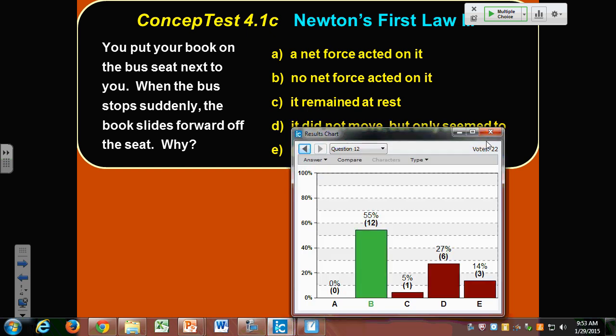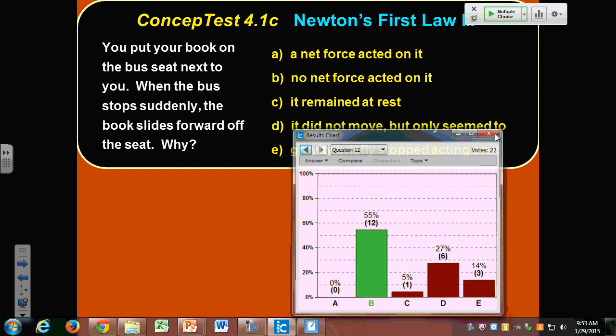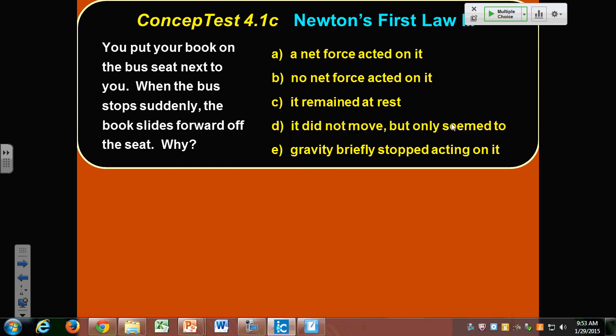All right, B is right, though. So no net force acted on it. This goes back to Newton's first law, that an object that is in a state of motion will continue in that state of motion unless acted upon by an outside force. So in this case, the book, which is sitting next to you in the bus seat, is moving along at a certain speed, and then when the bus stops, no force acts on it to keep it from stopping as well, and so it just continues on moving.